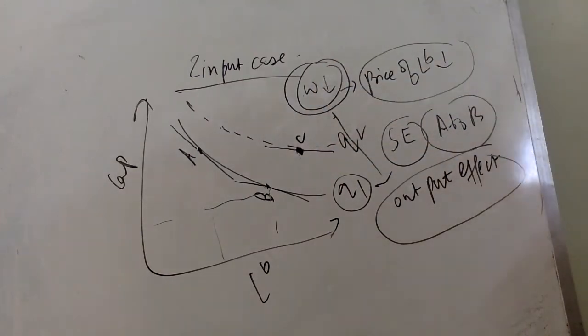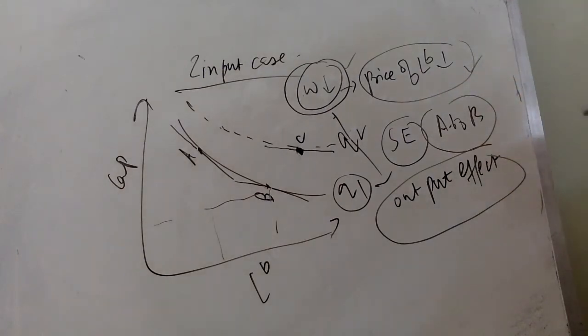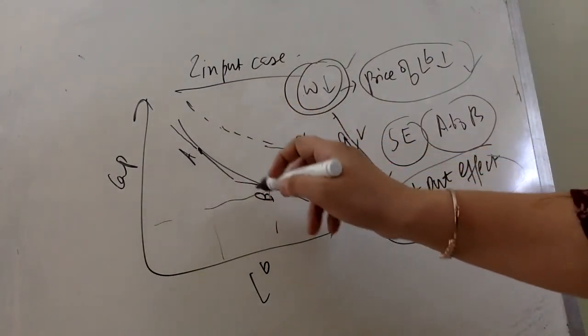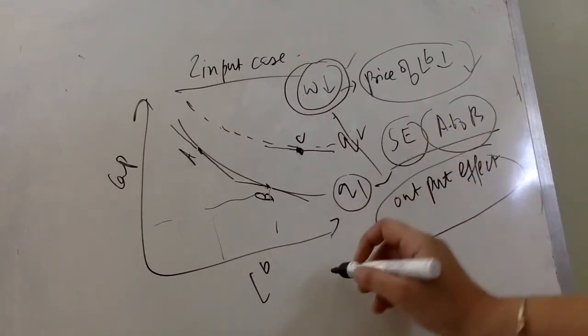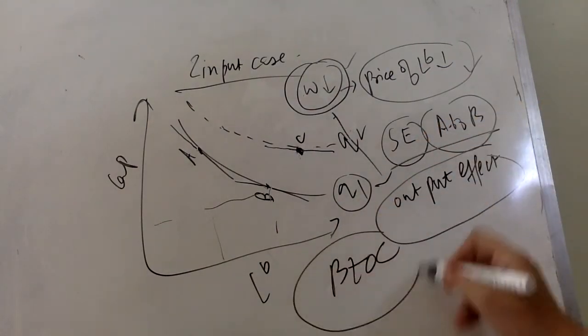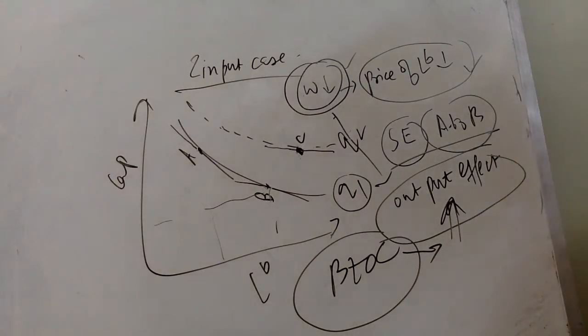to point C. The ultimate effect of a fall in the wage rate, as a result of which labor is cheaper, is that labor demand rises. Ultimately we move not just from A to B but from A to C. So the effect A to B is the substitution effect, and B to C is the output effect. Keep this in mind: this is the output effect.